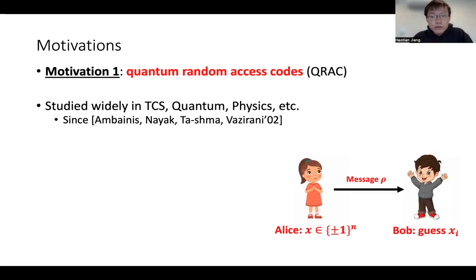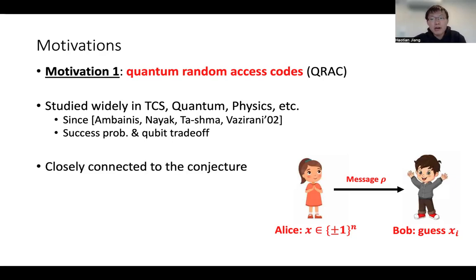There are two extremes of this problem. Alice could have sent the entire message x to Bob, which is n bits of classical communication, and Bob could guess every bit correctly with probability 1. And of course, Alice could have sent no message at all, and Bob could not do better than a random guess. So quantum random access codes study this fundamental trade-off between the success probability and the amount of communication in terms of qubits.